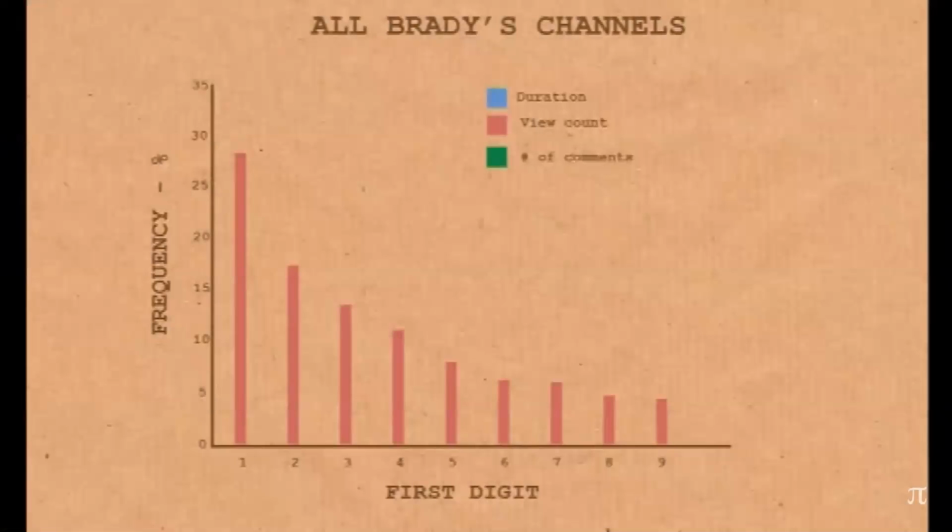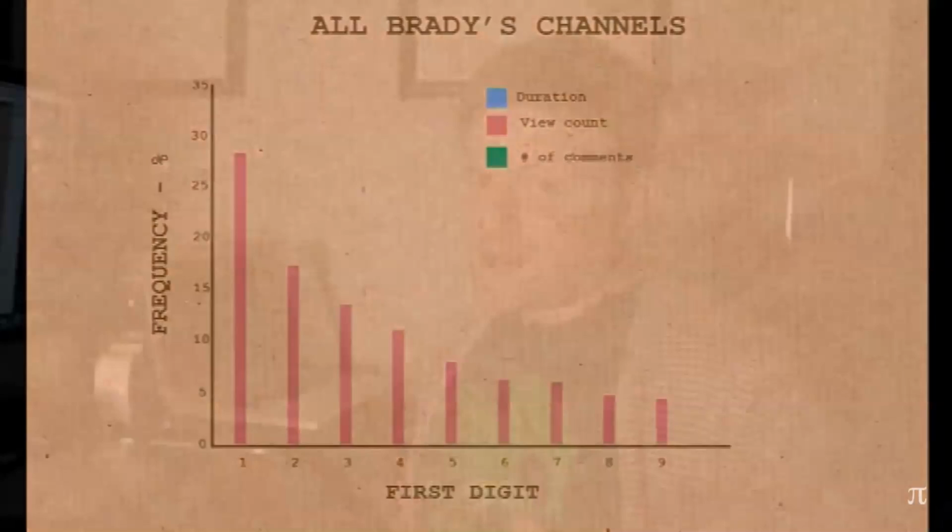But enough about durations. Let's look at the view counts and the number of comments. Plotting the view counts on all my videos. The most common first digit is 1, followed by 2, followed by 3, 4, 5, 6, 7, 8, 9. And the curve, well, quite Benford-esque.